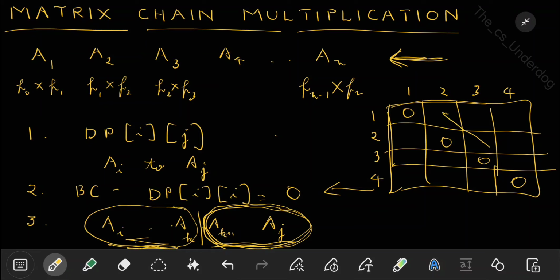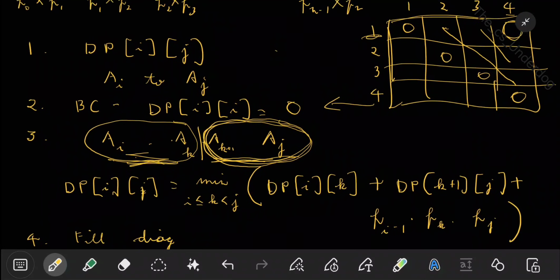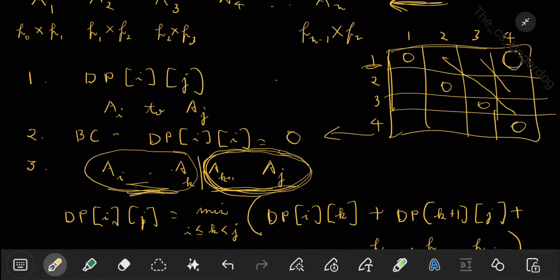Then I have to fill this diagonal, this diagonal. Finally, where will my answer be? Answer will be in this particular block, dp14. How can I write this? In general terms, I can write it as, my final answer will be present in dp1n, where n is the total number of matrices to be multiplied. So if I follow this algorithm, then my final answer will be present in dp1n, where n is the total number of matrices.